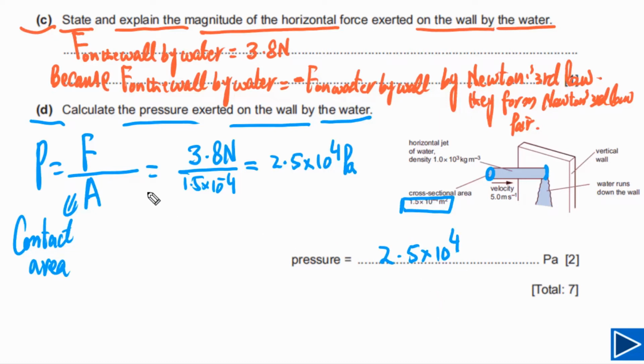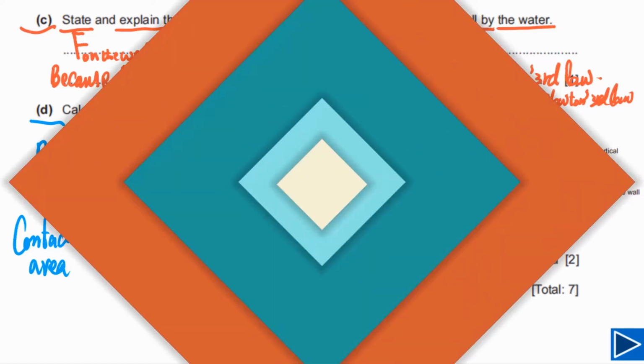This question has 2 marks. The first mark you will get if you have written this formula, and that one is the C mark. And the second mark is the answer mark. If you have got the right answer, you will get the second mark.